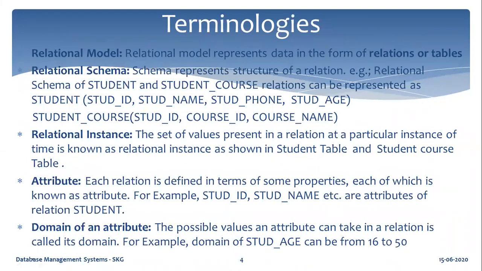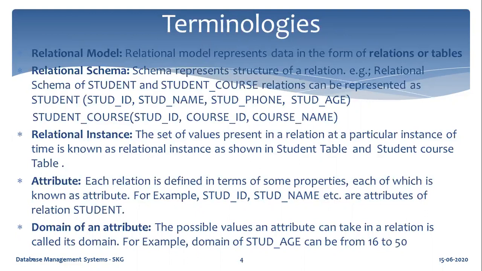Now, first let's see some terminologies. What is the relational model? The relational model represents data in the form of relations or tables. What is a schema? Here, the relation schema is the structure of a relation. Here we can see student is one relation which has the schema student ID, student name, student phone, student age. So, some properties that student has. Another relation, that is table, student course, has student ID, student course ID, course name, and table means we are representing data in rows and columns.